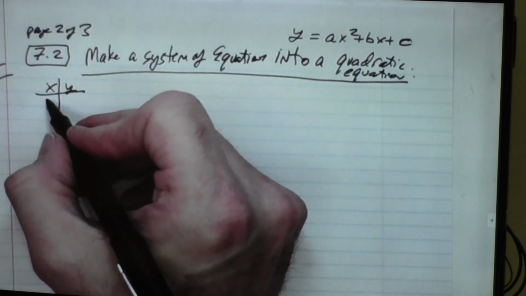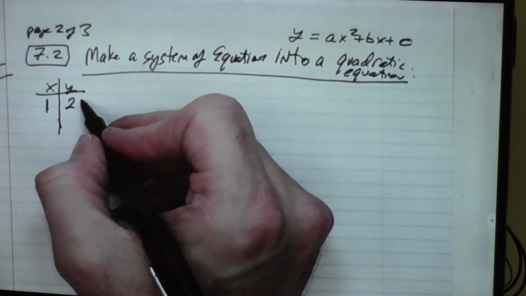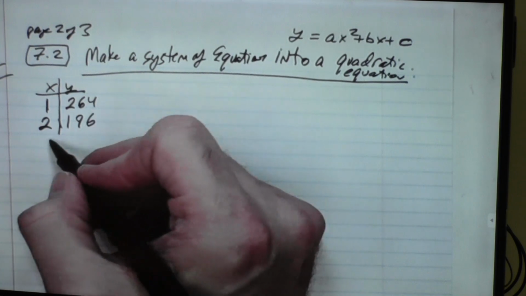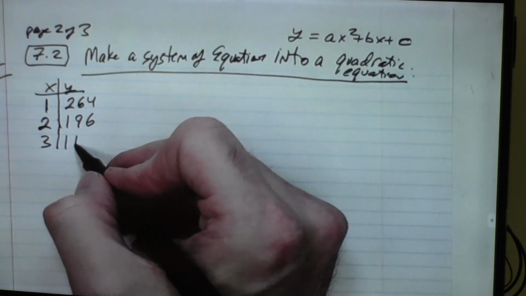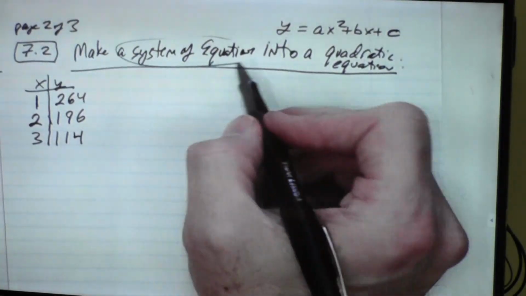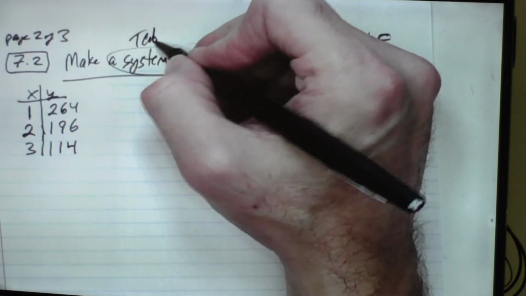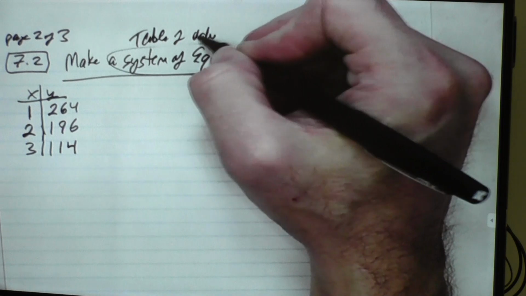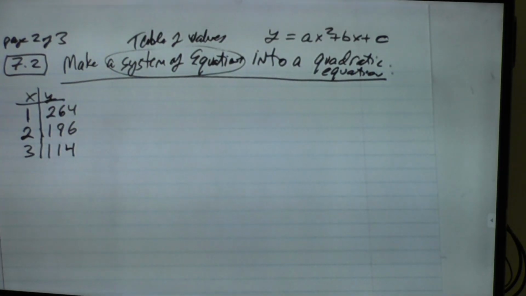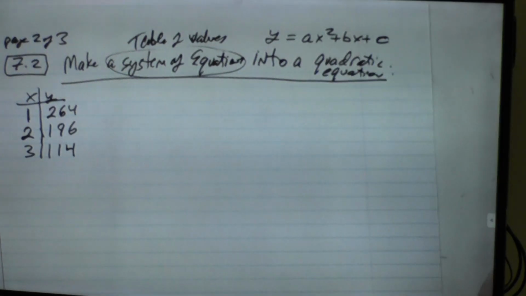So I'm going to tell you that when x is 1, y is 264. When x is 2, y is 196. And when x is 3, y is 114. So when I said system of equations, that's actually the second step. We're going to start off with a table of values, and we're going to turn that into a system of equations, and we're going to use that to find the a, b, and c. So here's how we're going to do that.